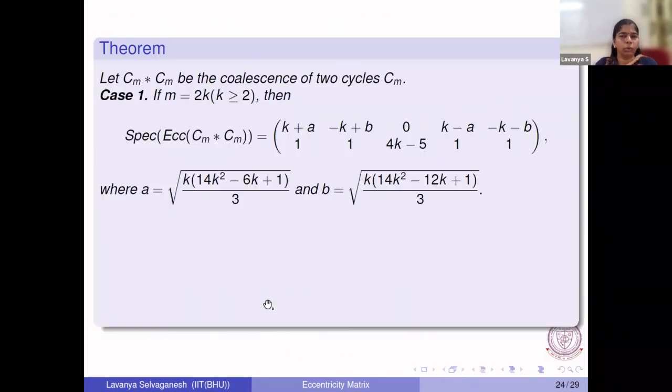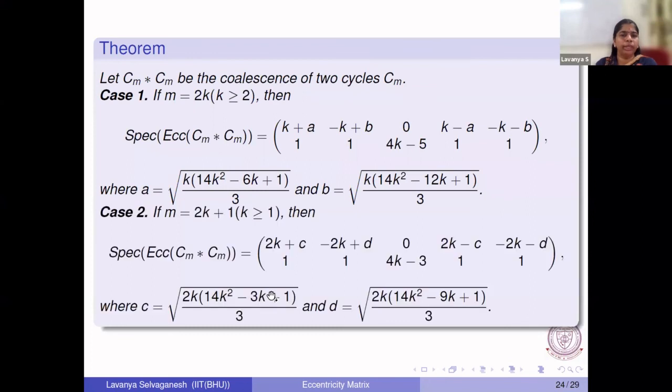Going into the spectral property, we see that the rank of this ECC matrix is again 4, like what we had in the path case or the trees case. In most of the trees case we had 4. Similarly here also, we get the rank to be equal to 4.